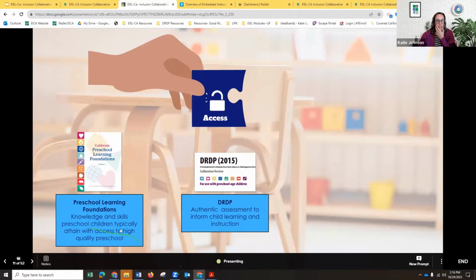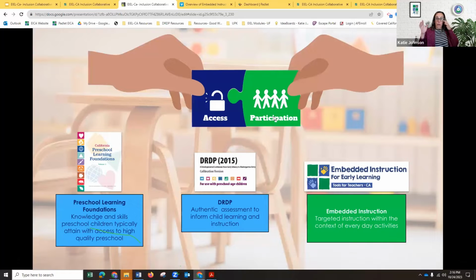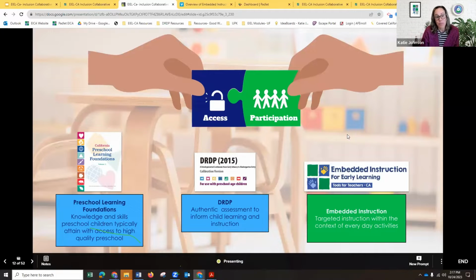And when we look at this piece of embedded instruction, what we really get to focus on is building in that participation to go along with the access. Meaning, with embedded instruction, we are targeting children to effectively and excitedly engage in the ongoing activities within their classroom, right? You're at the Inclusion State Conference. I know that we're talking a lot about access and participation because you really need both in order to have a truly inclusive environment. And that's where embedded instruction can support us with that.